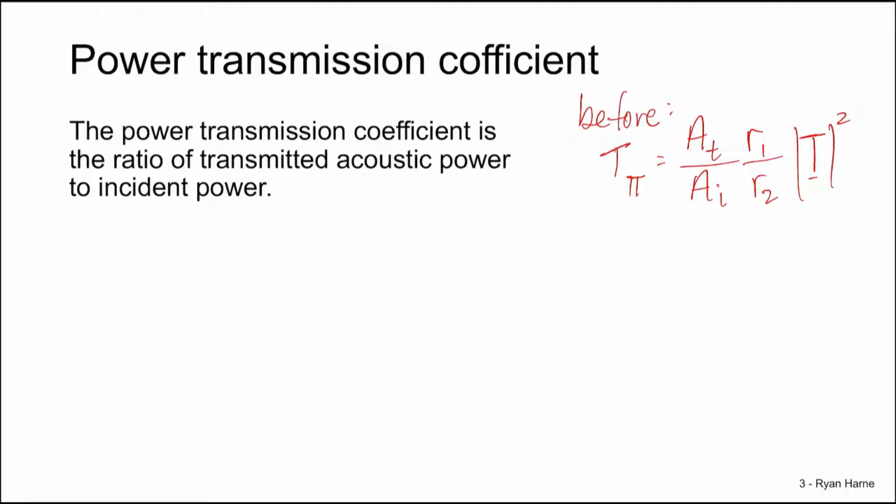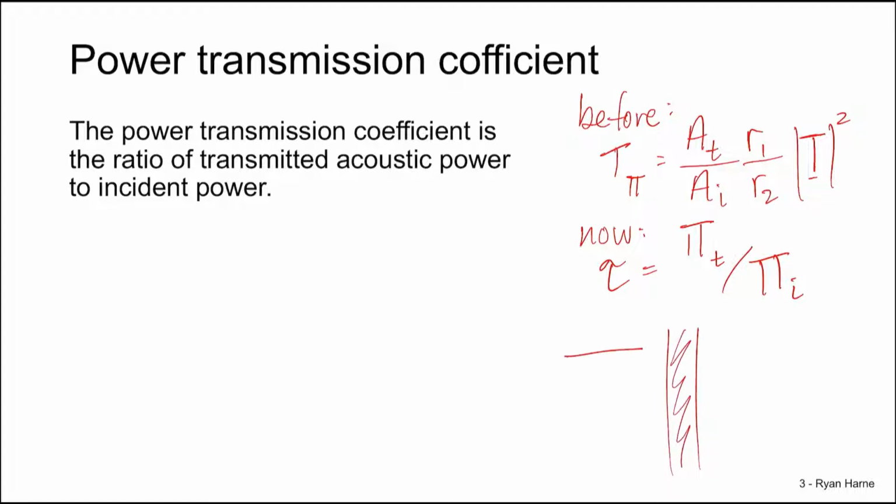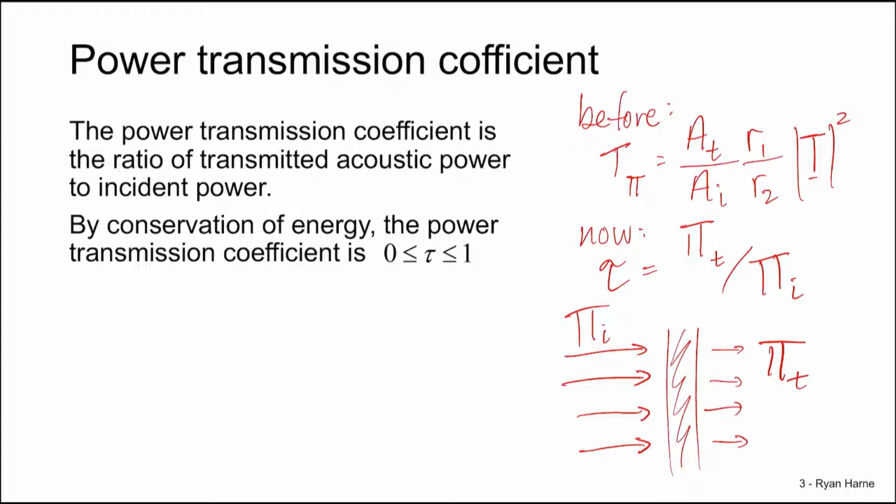complex capital T modulus squared, where complex capital T is the pressure transmission coefficient. Now, we'll simplify this quite a bit, and we'll define tau as the power transmission coefficient. It's equal to the ratio of the transmitting power, capital Pi sub lowercase t, divided by the incident power, capital Pi sub lowercase i. So we've got our layer, our incident acoustic power, capital Pi sub lowercase i, and our transmitted acoustic power, capital Pi sub lowercase t. By considering conservation of energy, the power transmission coefficient is bounded between 0 and 1.